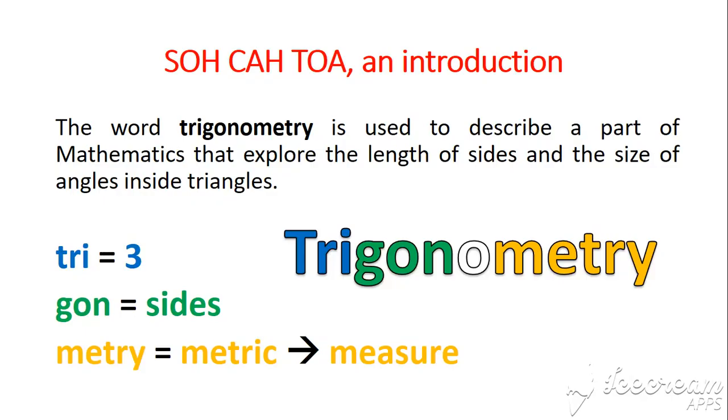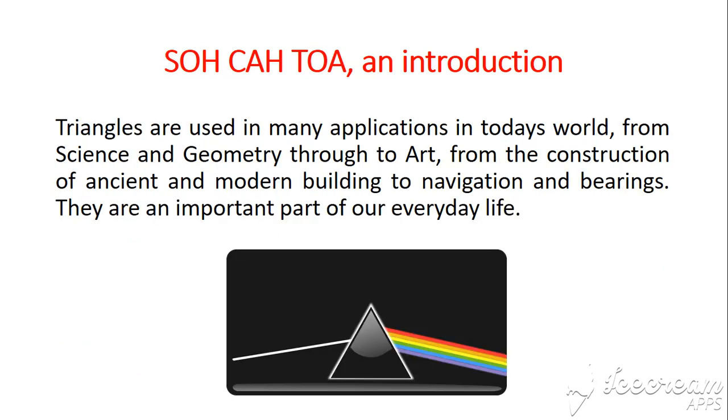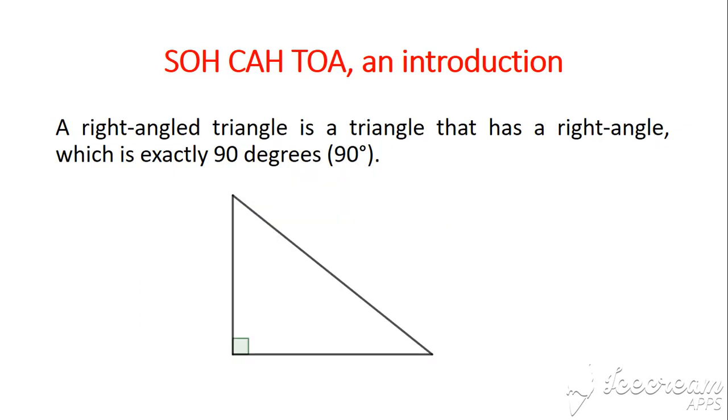Alright, well we've already talked about the word trigonometry and how it means three-sided measurement or measurement of triangles, the length of sides and the size of angles. We've already spoken about how important triangles can be in today's society. And we've already talked about how in level 1 trigonometry, we only deal with right angled triangles, which have a 90-degree angle. We put a little square in the corner to show that it's a right angle.